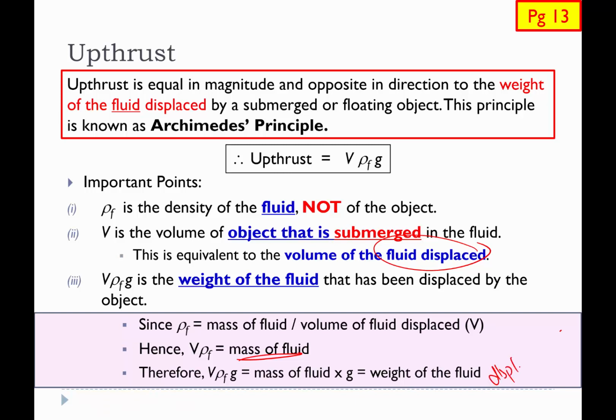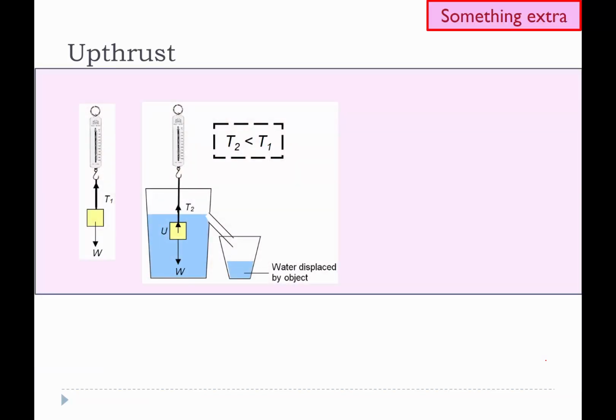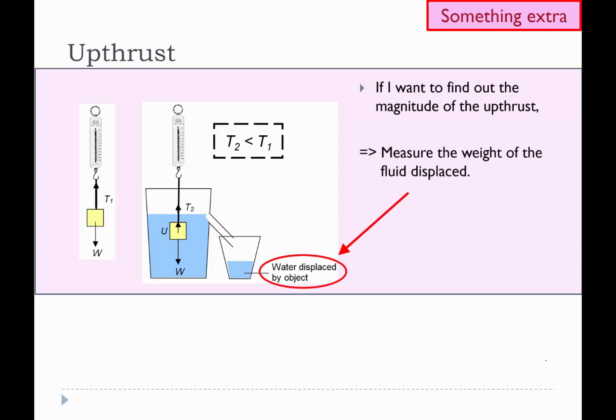Okay, I should have added in the word displaced here. So V rho G, in this case, where we calculate upthrust, we are essentially calculating the weight of the fluid displaced. So in this picture that we have seen just now, if I actually want to find out the magnitude of the upthrust, essentially I'm just trying to measure the weight of this fluid displaced here.